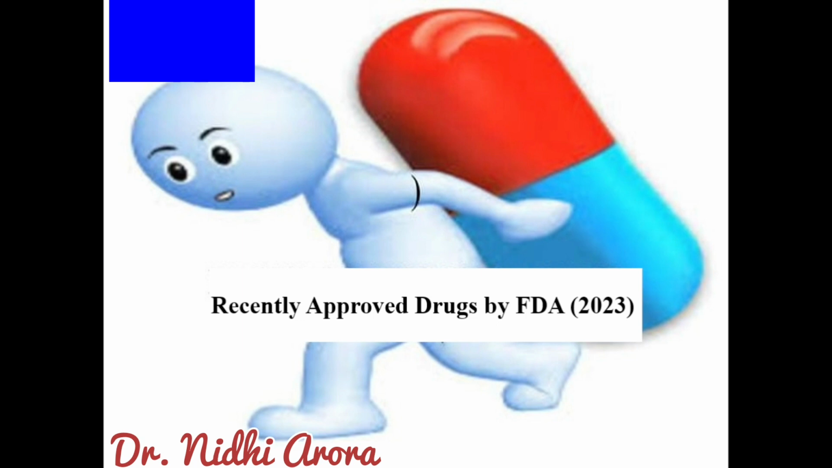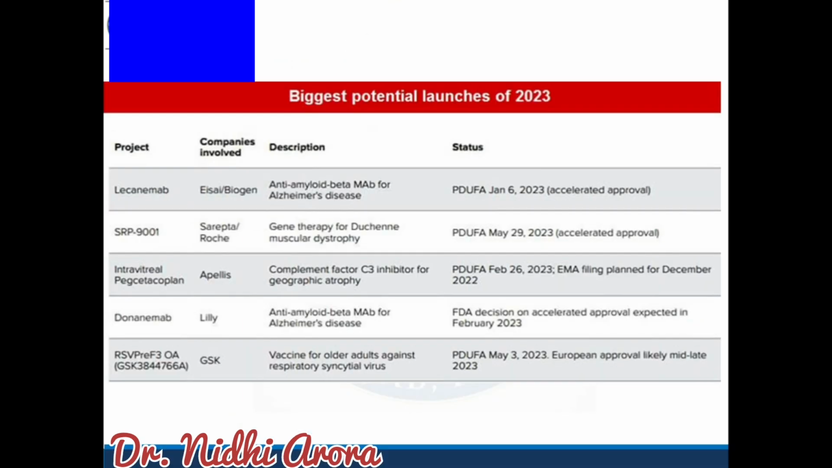Some recently approved drugs by FDA, this is the data of 2023. First is lecanemab. These are all blockbuster drugs of 2023. SRP 9001, the companies involved are Sarepta and Roche, and it is used in gene therapy. Next is intravitreal pegcetacoplan. The company involved is Apellis, and it is used as a C3 inhibitor. And donanemab, the company involved is Lilly, and it is used in Alzheimer's disease.